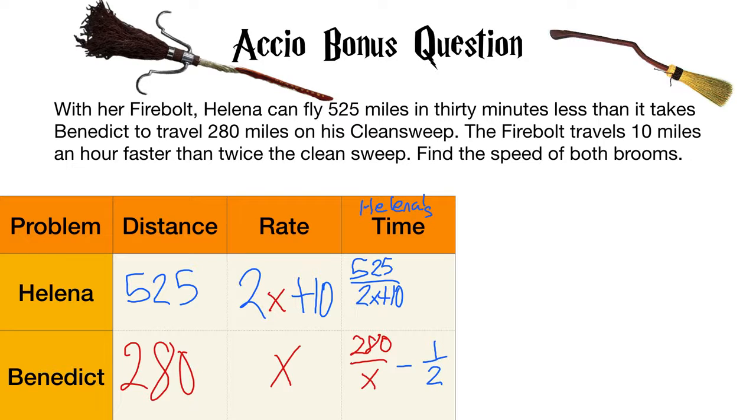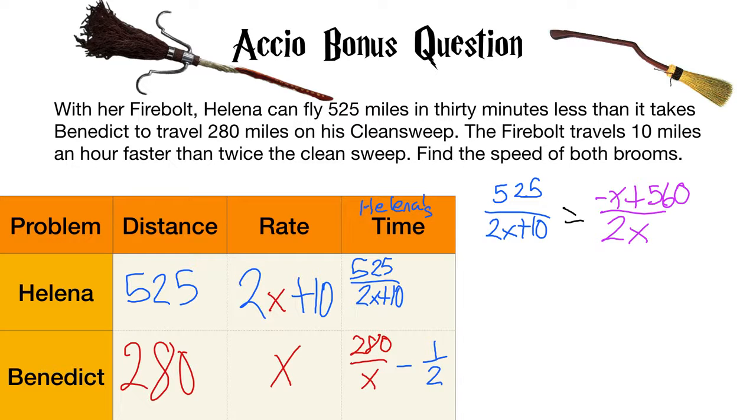So, first thing I have to notice here, I can just write one side, 525 over 2x plus 10. But on the other side, I'm going to have to figure out a common denominator. That's going to be 2x. So I actually already know it's over 2x. But that means it's negative x and then plus 560.